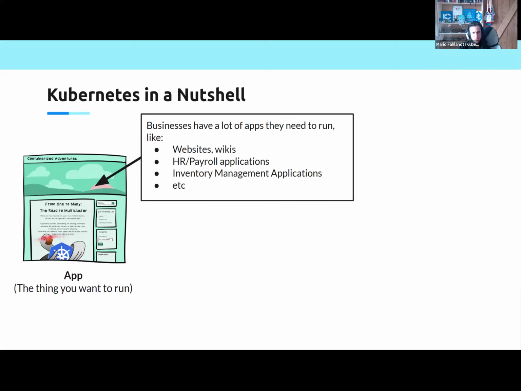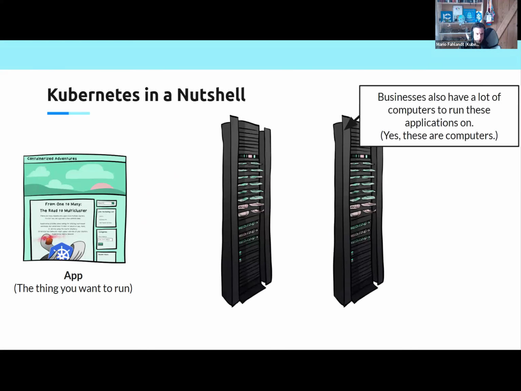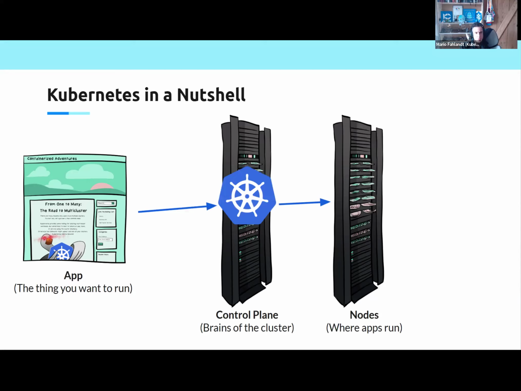Businesses have many applications they need to run. For example, they may have a payroll application, a logistics application, or a company website. These applications need to run somewhere. So businesses also have a lot of computers to run those applications on. Kubernetes enables business to say, hey, Kubernetes, here's the computer I have, and here's the app I need to run. You can describe on various levels of detail how that application needs to run and what hardware it might need, and Kubernetes will run that on a machine for you.